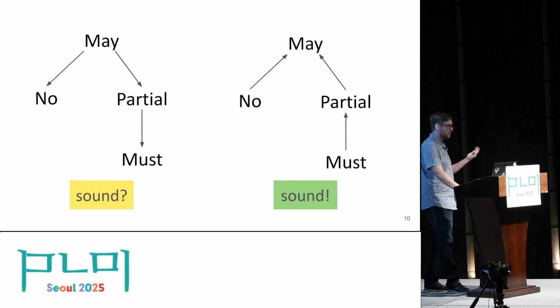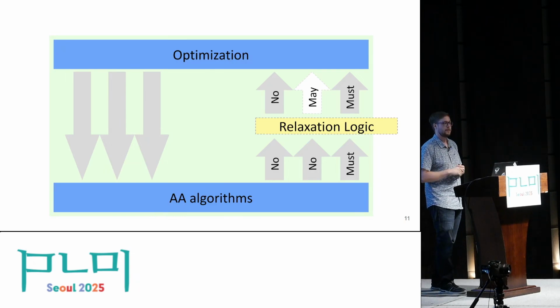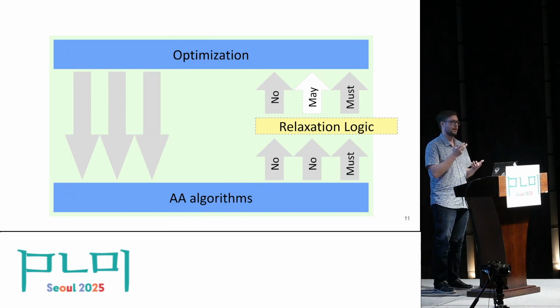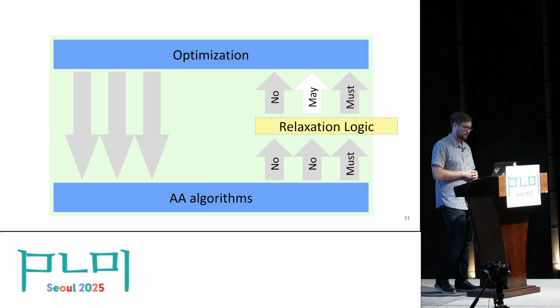So how do we implement this? Essentially, we intercept the responses with this relaxation logic here, and then we can configure this relaxation logic for our different experiments to choose specific queries and bits of information that we take away from the compiler. And here, we decided to take away the second bit of information, changing a no alias to a may alias.